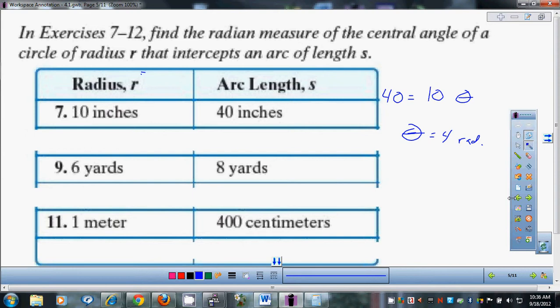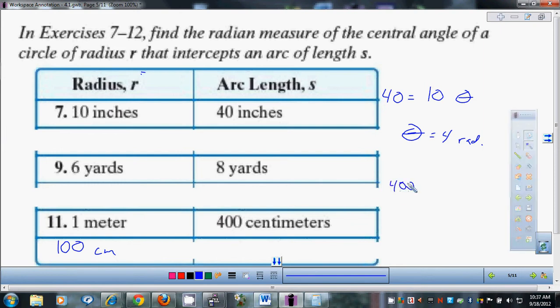Same thing for this one. S equals 8, R equals 6. Divide, solve for theta. Doesn't have to have a sign in, none of these will. What about number 11? What's something I have to do in number 11 before I can solve it? Pierce, what do I need to do in number 11? That's right, convert it. How many centimeters are in a meter, Nick? 100. It's always smart to convert the bigger unit. It's easier to deal with big numbers than it is decimals and fractions.